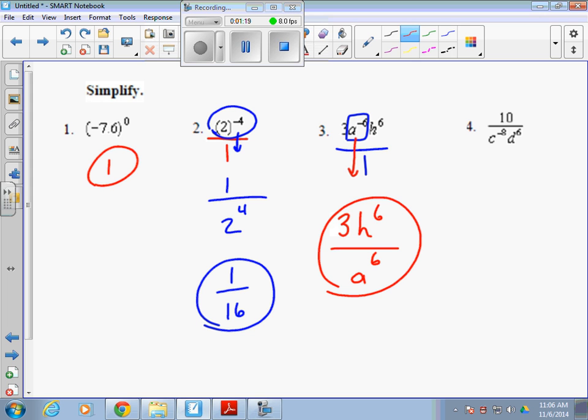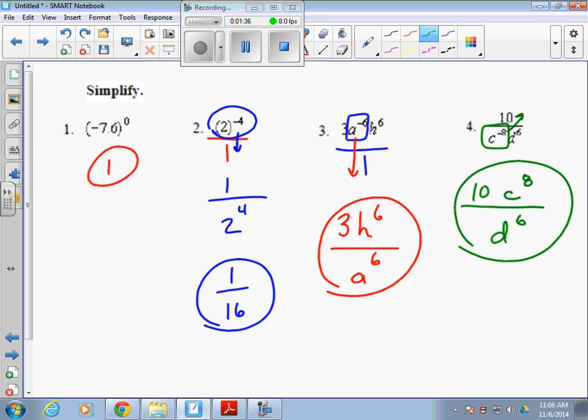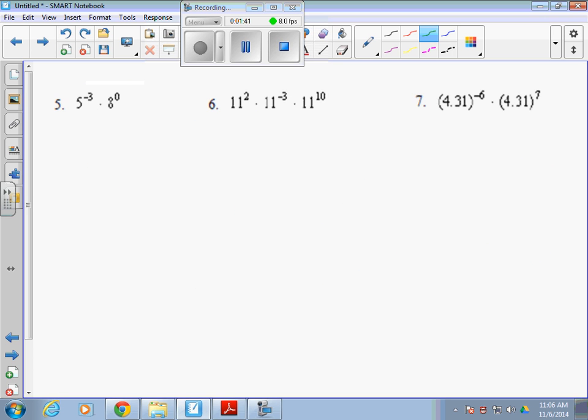The only thing that's being raised to a negative exponent is c. It's going to go up to the top. You always want the 10 to be first, the coefficient to be first. Then c comes up top, and it goes from negative 8 to positive 8. D to the 6 doesn't move, so it stays right there, just like 10 didn't move. Again, the first 19 problems are all fast like this.